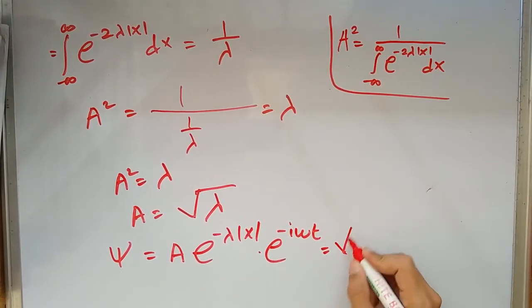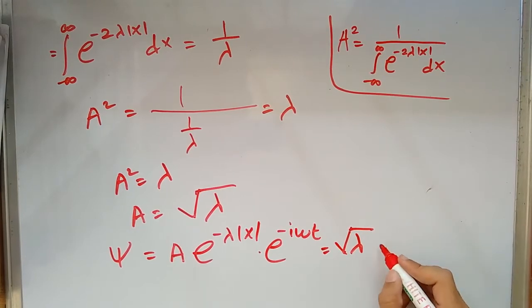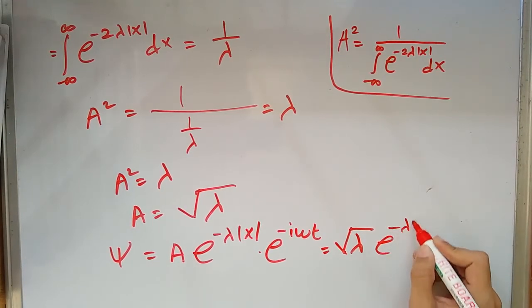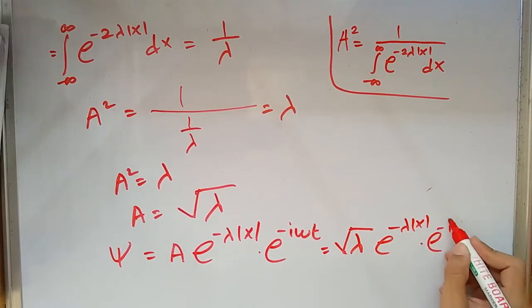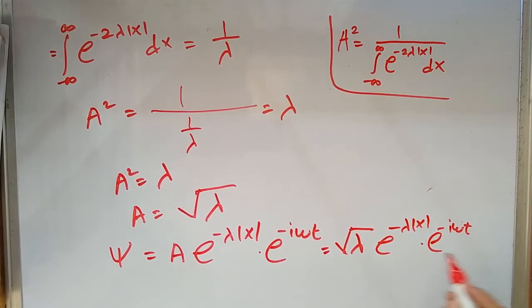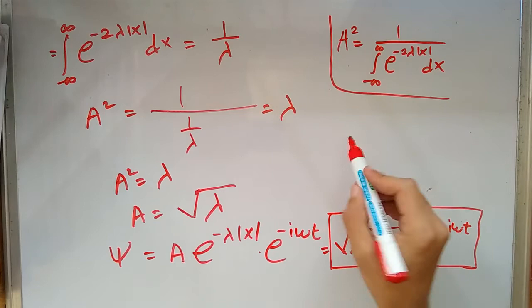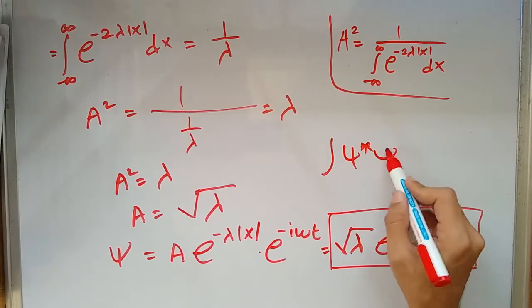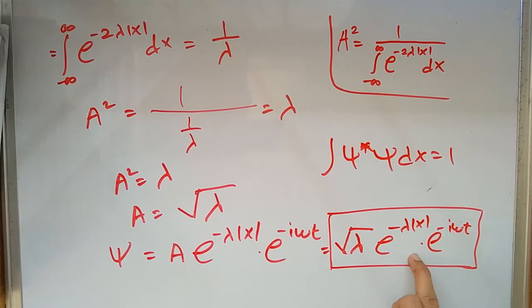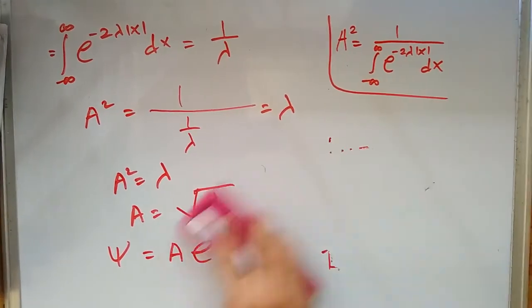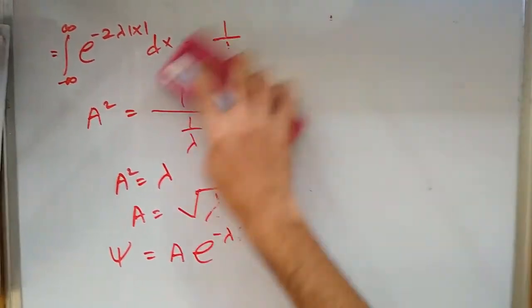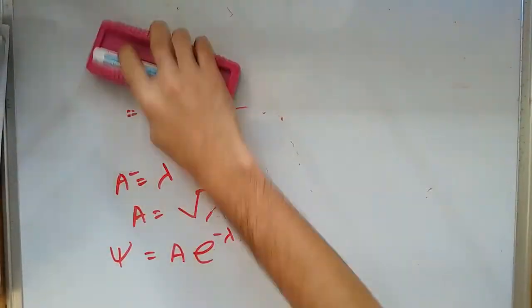Substituting the value of a by square root of lambda, e to the power lambda mod x e to the power minus i omega t. So this here is the normalized wave function. Whenever you apply this condition of psi star into psi dx equal to 1, this function will satisfy that condition and it will actually represent a particle.